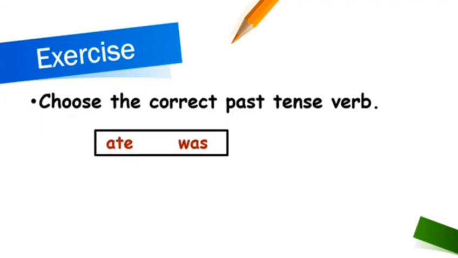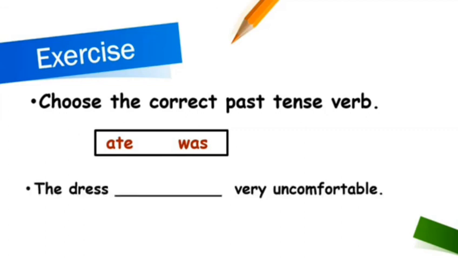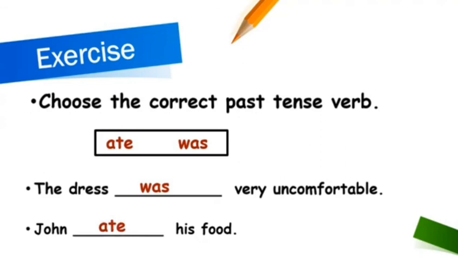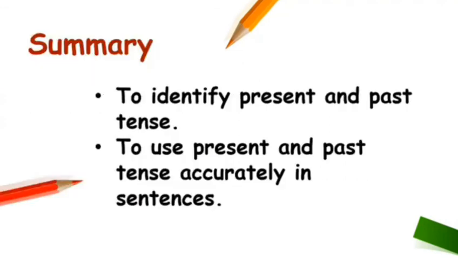Now choose the correct past tense verb. Let us read it together. The dress dash very uncomfortable. Here the options given to you are ate and was. The dress dash. Which word are we going to use here? Yes, we are going to use here was. The dress was very uncomfortable. The second is John dash his food. Which word are we going to use here? Ate or was? Yes, we are going to use ate. John ate his food.